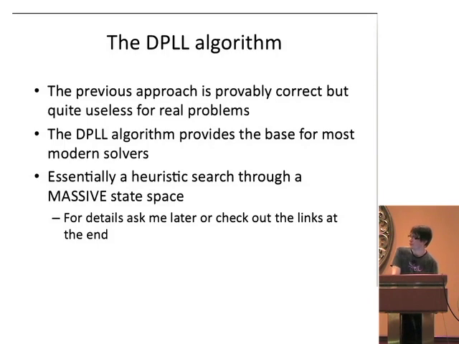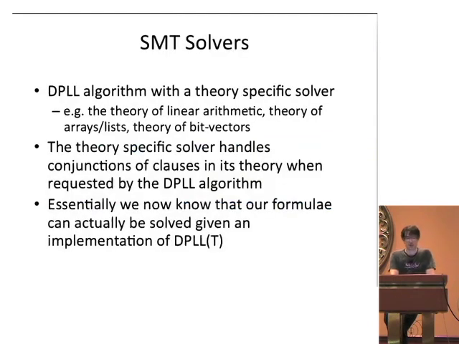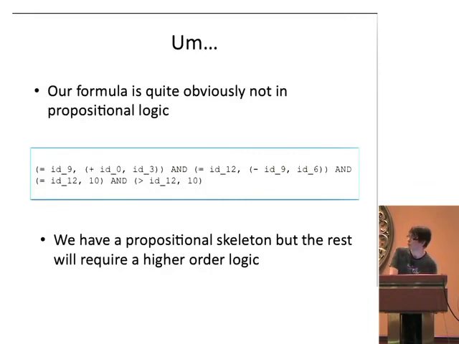But the main issue is that our formula is quite obviously not in propositional logic. We have a propositional skeleton in terms of AND, and we may have ORs, that kind of stuff. But to express things like addition, subtraction, multiplication, we tend to need a higher order language or logic. This is where SMT solvers come in, which take a core SAT solver and combine it with theory-specific solvers, for linear arithmetic for example, and allow us to express more interesting properties. If you had to express this in propositional logic, I'm not sure if you could, and it would look a lot more messy.